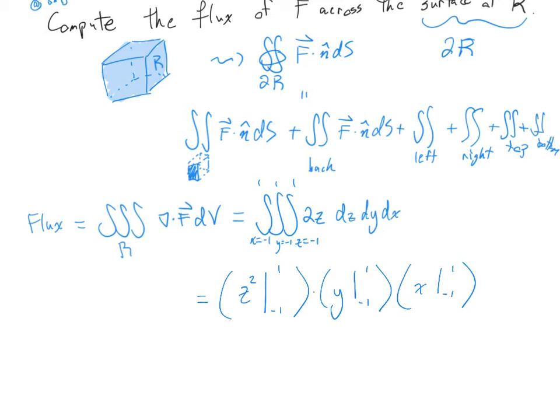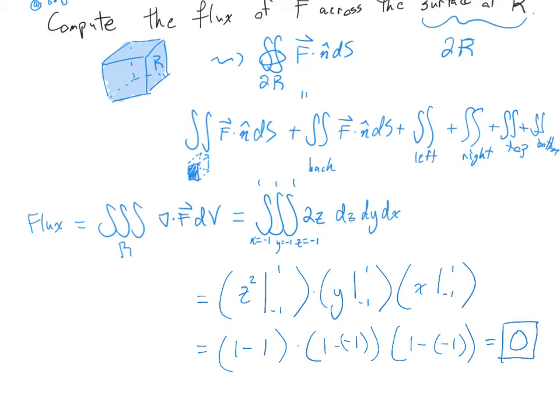So z squared at 1 and -1 is the same. Sorry, they both equal 1. So this is 1 squared minus 1. For the y component, I get 1 minus -1. And for the x component, I get 1 minus -1. So that's 0 in total. And the 0 is really just coming from this first component.